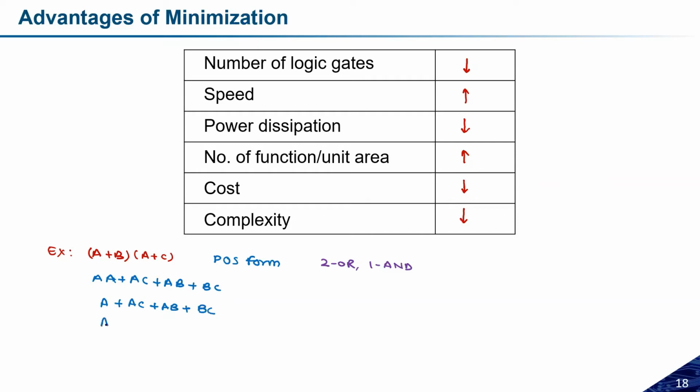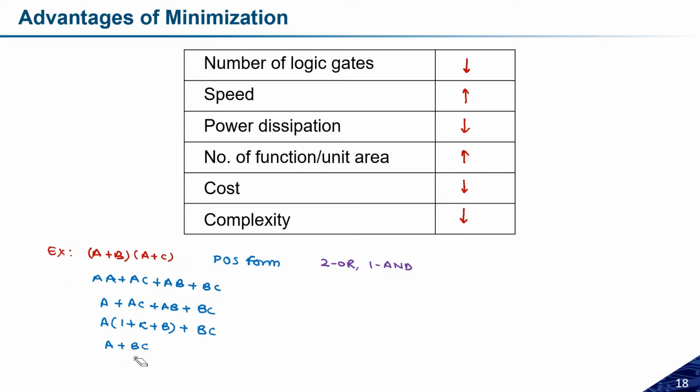If you take A common, that will become 1 plus C plus B plus BC. Okay, and if you know that if we are adding anything with 1, that will always become 1. So this term will become 1. So this becomes A plus BC. Okay, so this is how you can prove it.